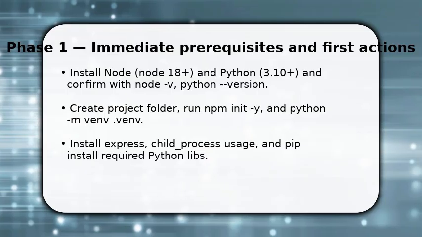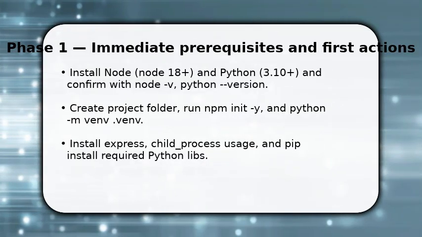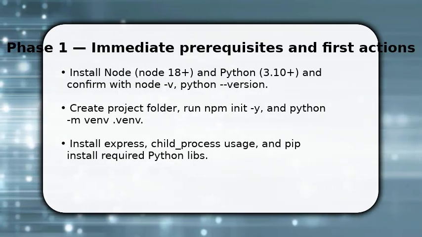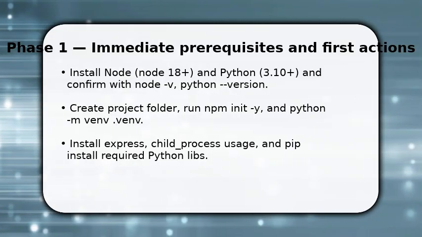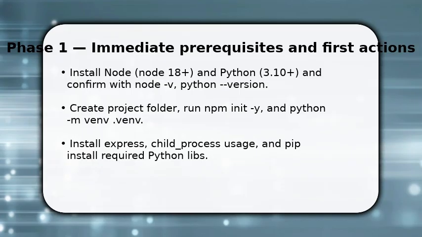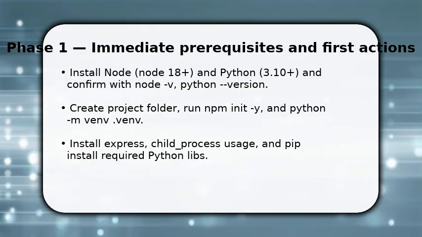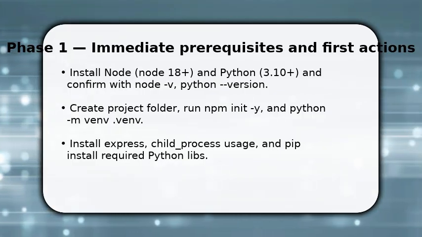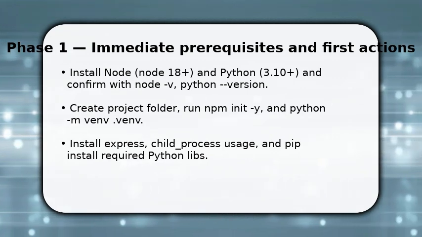You start by ensuring Node 18 plus and Python 3.10 plus are installed. You want compatible runtimes. Once done, create a project folder, run npm init and set up a Python virtual environment with python -m venv venv. Make sure to activate the venv and pip install any Python packages your script needs. Meanwhile, install Express in Node and plan to use child_process or a lightweight IPC library to call Python. This gets you into the practical work immediately.